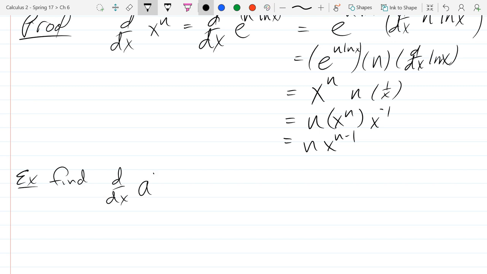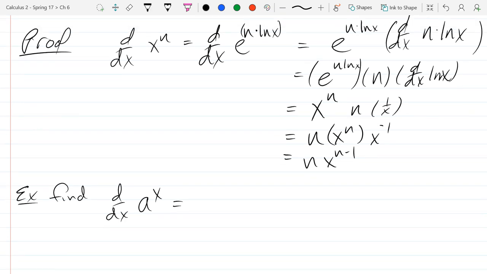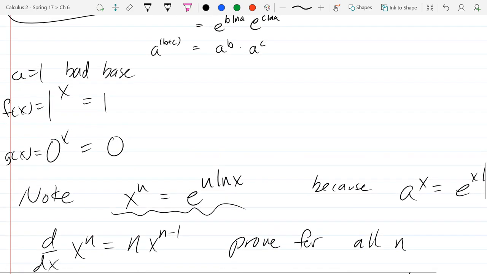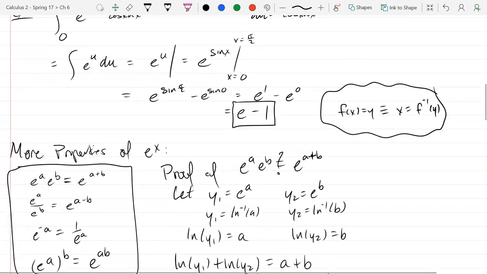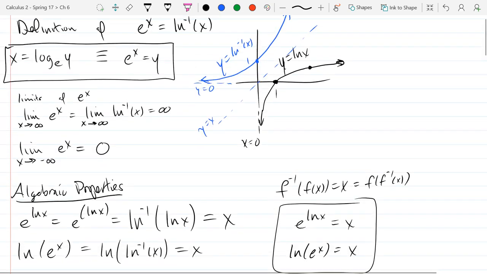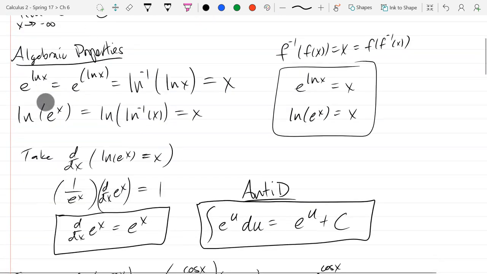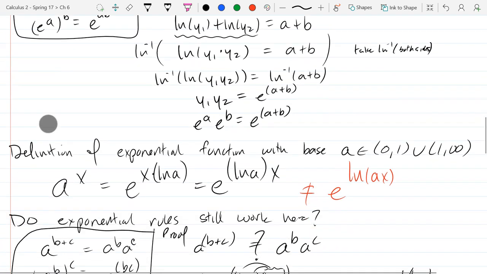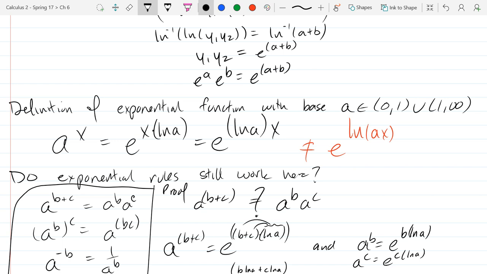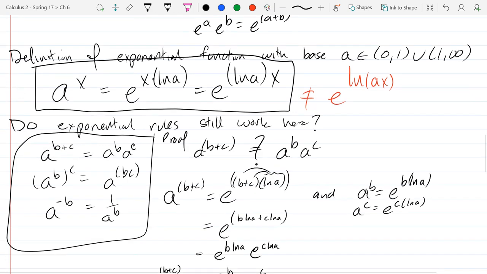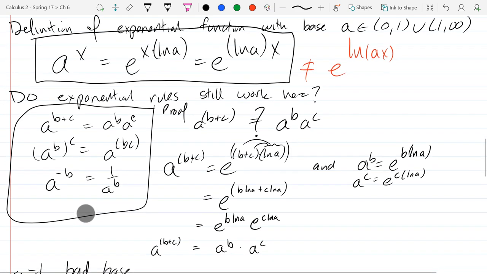So now we're going to take the derivative of a to the x. How in the world can we start this derivative? What in the world is a to the x? Let's see what we have written down for a to the x. Somewhere we defined it. Did we not define it? Thought we did. There we go. I just didn't put it in a box. So there's the definition. We'll go with e to the x ln a. So we'll use that as the definition for a to the x.